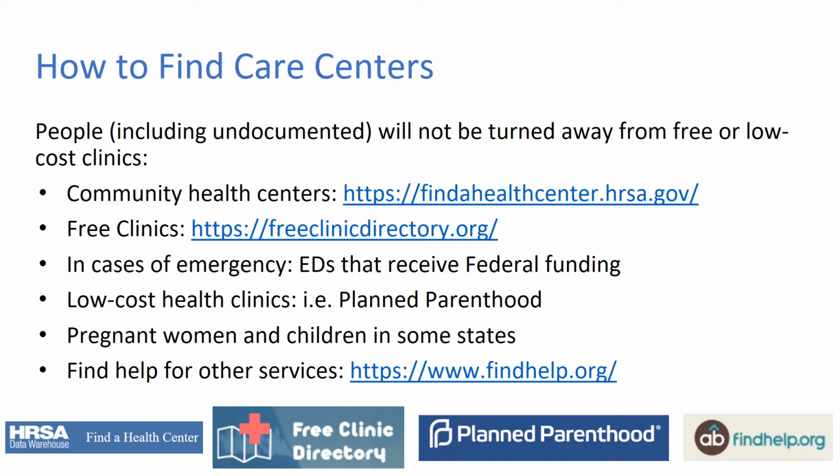Well, the first place to start would be community health centers, sometimes called federally qualified health centers. These are government-run clinics that offer services on a sliding scale. This means that sometimes there's no cost at all. There are also free clinics across the country that are not government-run, and these also provide services to people at little cost or for free. In cases of emergency, departments that receive federal funding cannot turn away people for their immigration status, and most hospitals do receive federal funding, whether it be through Medicare or Medicaid or any other way.